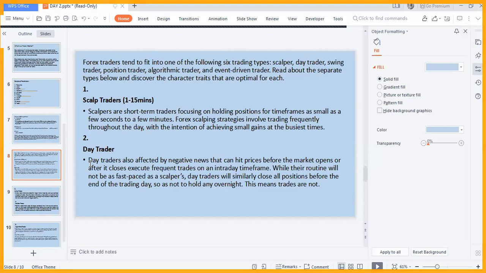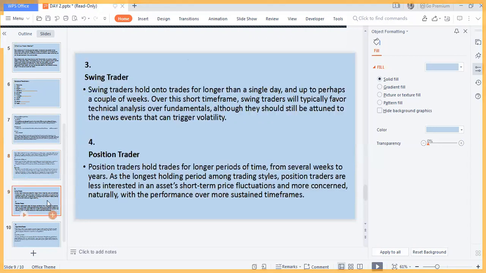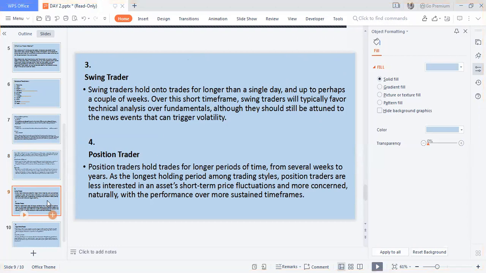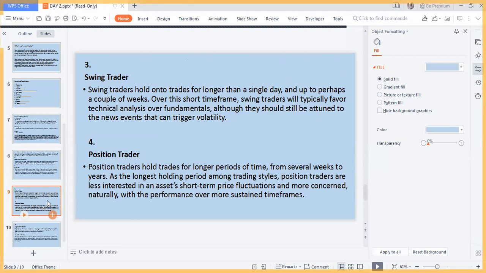Now, another type of trader are who? They are the swing traders. These traders just go to the market and they target. When the market is going on a buy, they buy. When the market is going on a sell, they sell. To me, this kind of trading is very, very risky, because if you look at it there, they wrote that they hold on to a trade for longer than a day and up to perhaps a couple of weeks. So I probably don't like this kind of trading system.